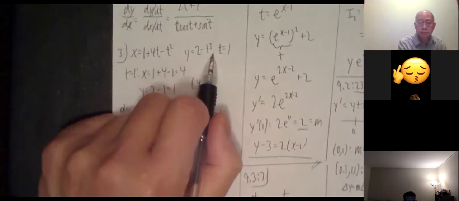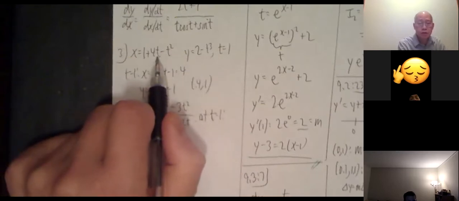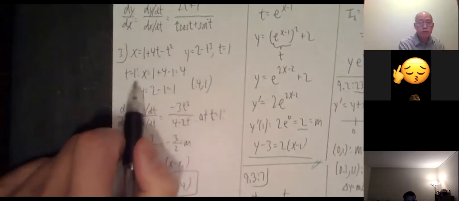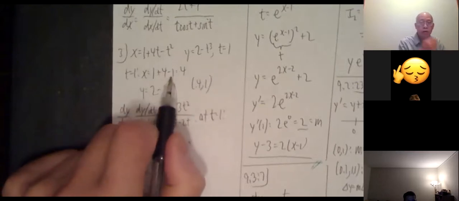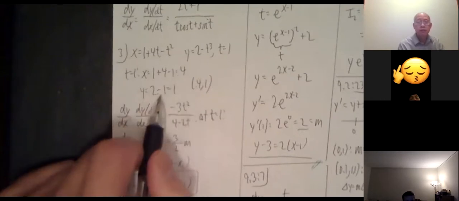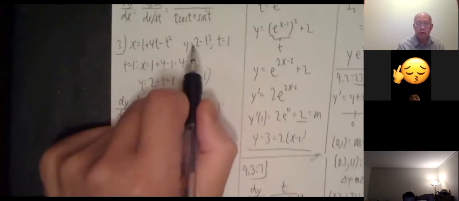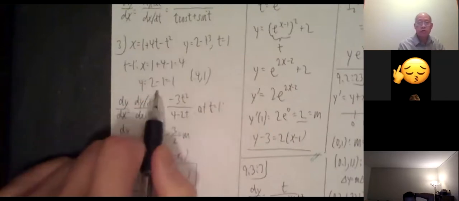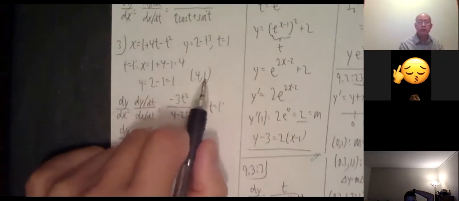Find the slope. They don't give me the point, but I can figure out the point. I plug in 1 here and here. So x is 1 plus 4 minus 1, which is 4. y equals, plug in 1 here, 2 minus 1 cubed. 2 minus 1 is 1. So the ordered pair is (4, 1).